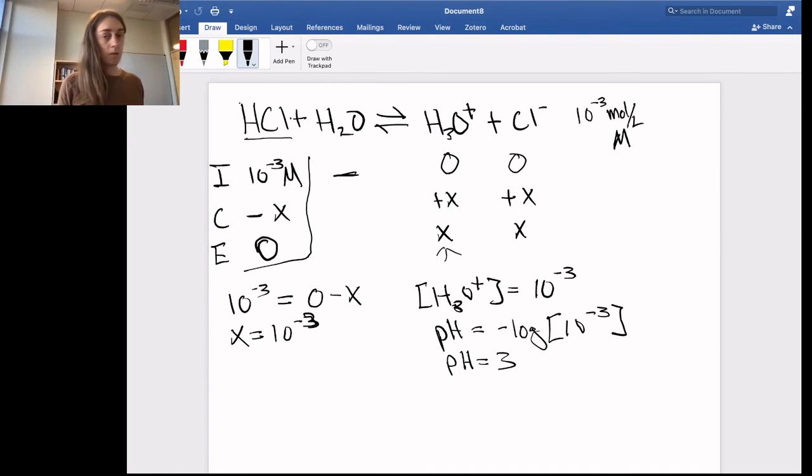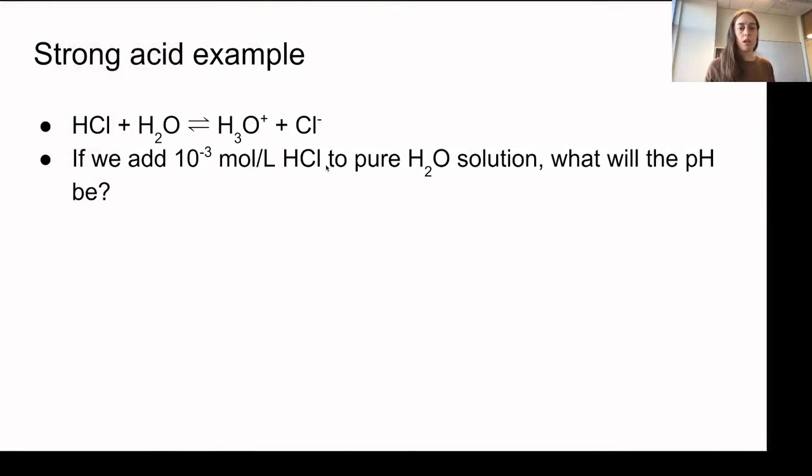So that is a really nice, simple equation with a strong acid. We don't even have to go into the weeds of using the quadratic equation like we have previously, because we know everything is going to completely dissociate. That hydrochloric acid is going to donate all its protons. Okay, so what if we are working with a weak acid?